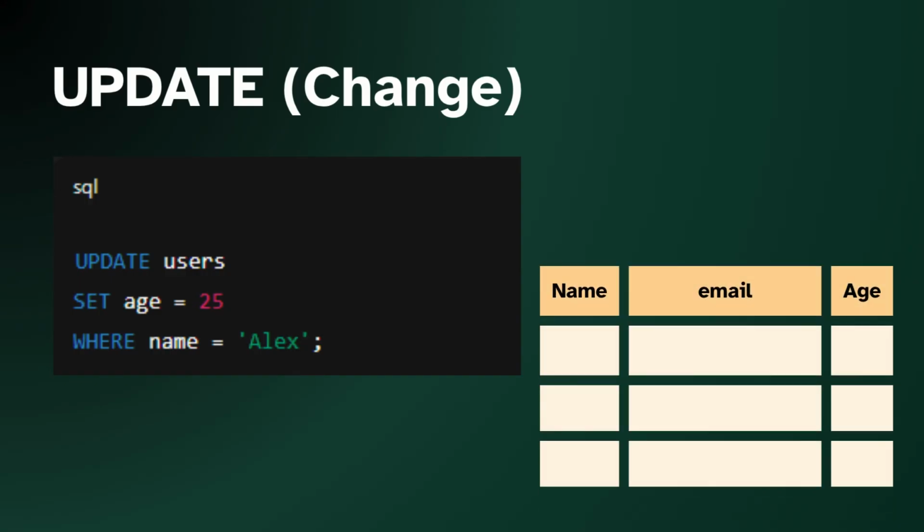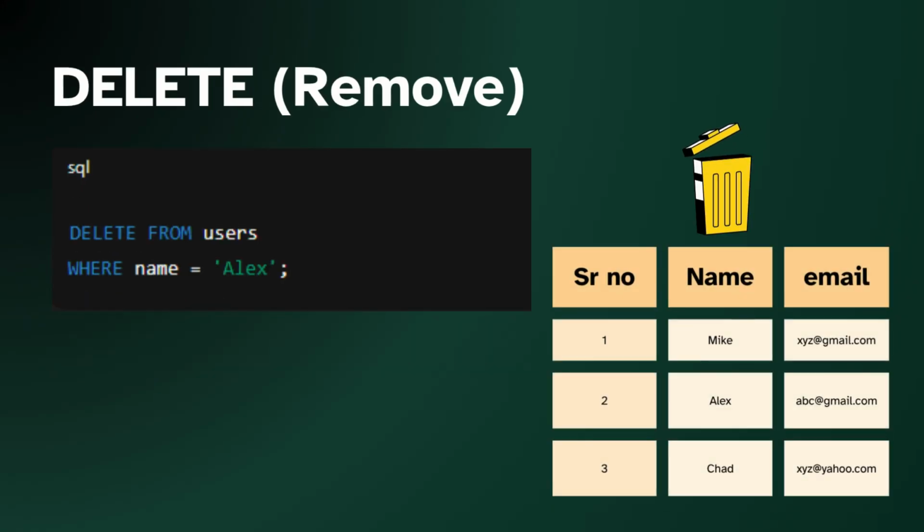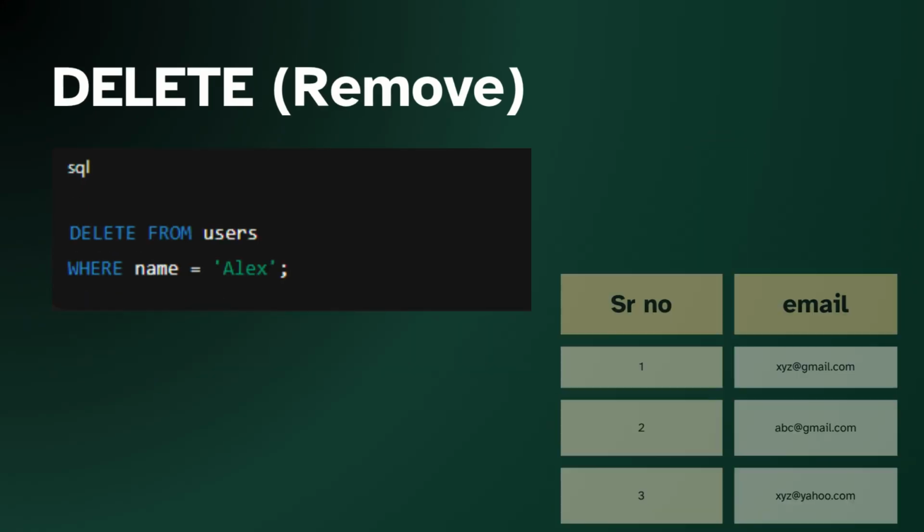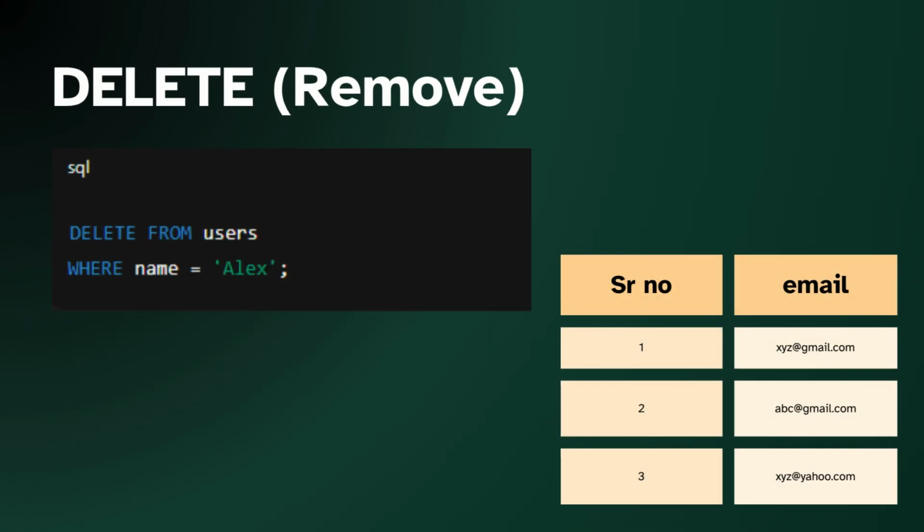Need to change a value? Use update. Be careful, always include a where clause so you don't change every row. To delete a row, it's delete from. Again, don't forget where, or you might wipe the entire table.